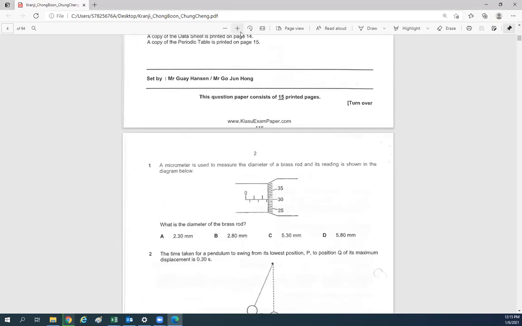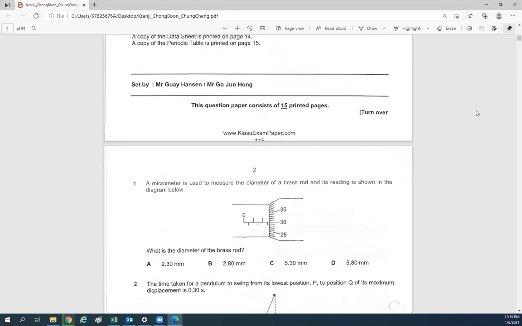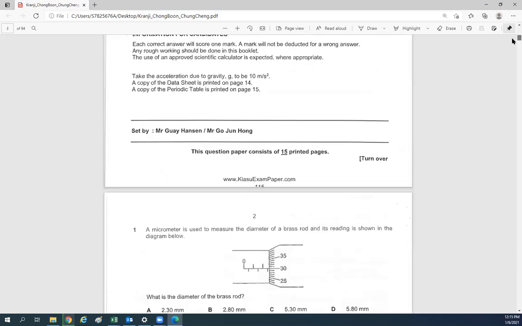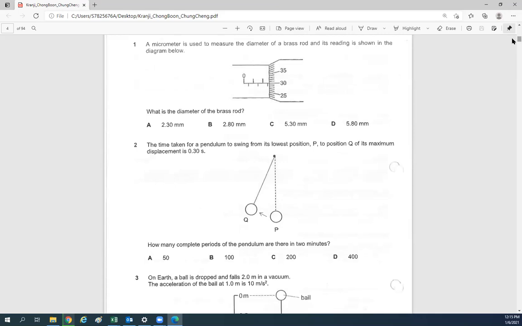Question number 1. At any point in time, if you're not sure about anything, just ask, because I may not be able to see you raising your hand. So if there's anything you're not sure of at any point in time, just ask, all right?